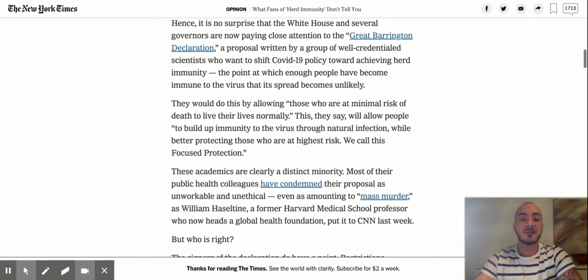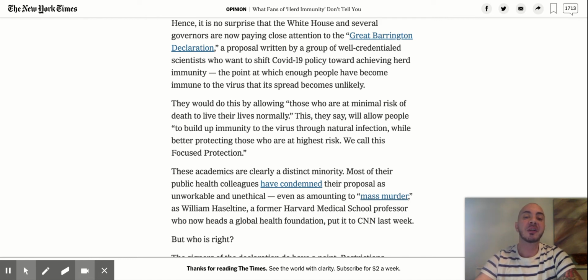They would like to do this by allowing, quote, those who are at minimal risk of death to live their lives normally. This way, they will allow people to, quote, build up immunity to the virus through natural infection while better protecting those who are at the highest risk. We call this focused protection.